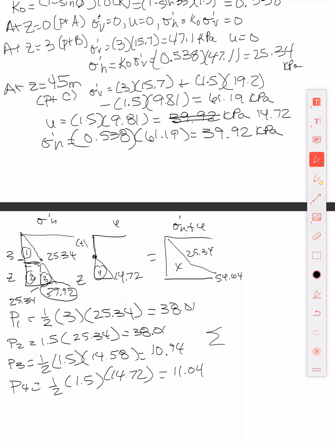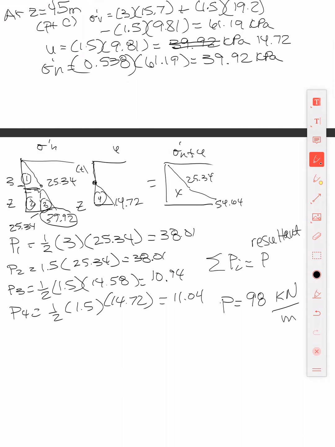So now if we just sum up all our pressures, we can get our resultant pressure. And so when we add all those up, we get a pressure of 98 kilonewtons per meter of wall. That's our first answer. Now we need to find the location from the bottom. So we're going to call that Z bar. It's the location of P from the bottom of the wall.